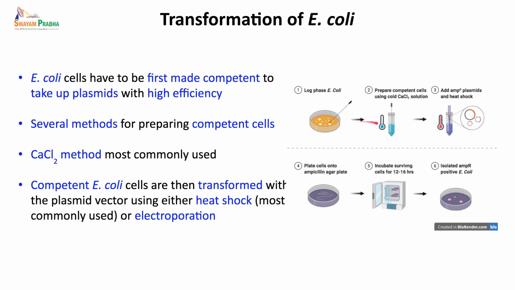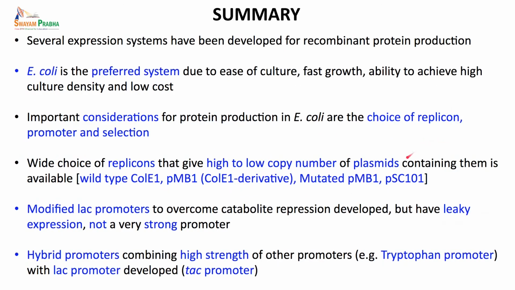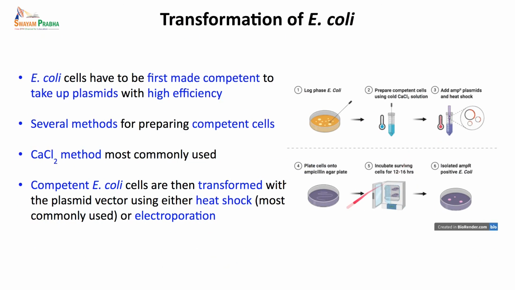grow it, and then you make the competent cells using cold calcium chloride solution, and then you may transform it with the plasmid. So if this plasmid contains the ampicillin resistance, then you may transform it by either heat shock or electroporation, and after that you plate them on ampicillin containing agar plate.